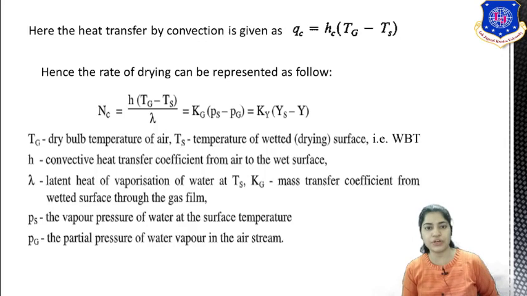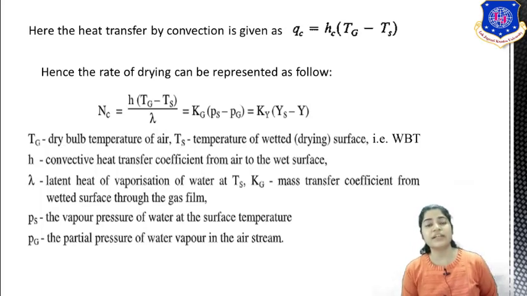So that is equal to H into (Tg minus Ts) upon lambda, that is the latent heat of vaporization. Now your Nc, in terms of mass transfer coefficient, you can also represent as Kg into (Ps minus Pg). See here, try to relate it to the mass transfer coefficient which you studied in Mass Transfer 1. So revise it and try to relate here. Nc is what? That is your rate of drying.